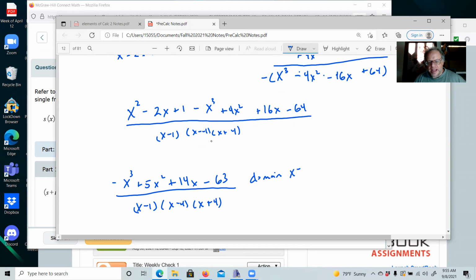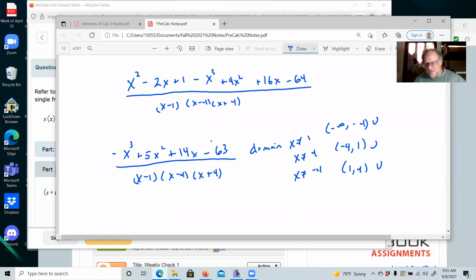Right? X can't be 1, x can't be 4, x can't be negative 4. In interval notation, that's going to be negative infinity up to negative 4, union, negative 4 up to 1, union, 1 up to 4, union, 4 off to infinity. Okay, how delightful is that?